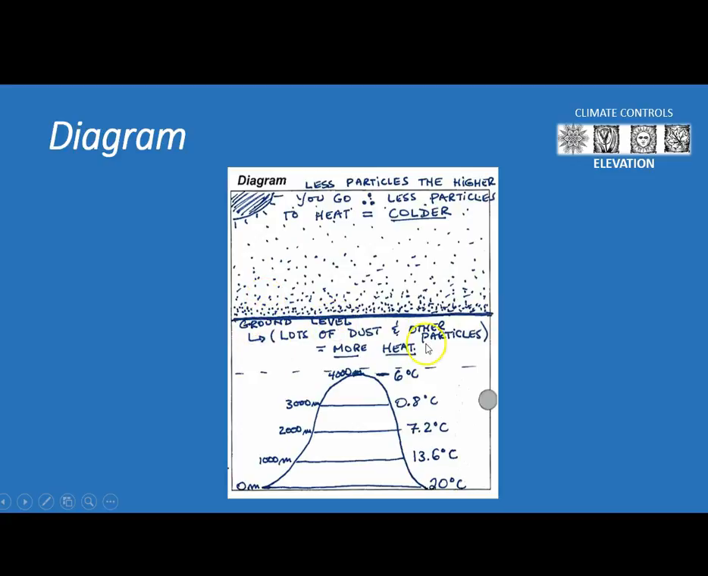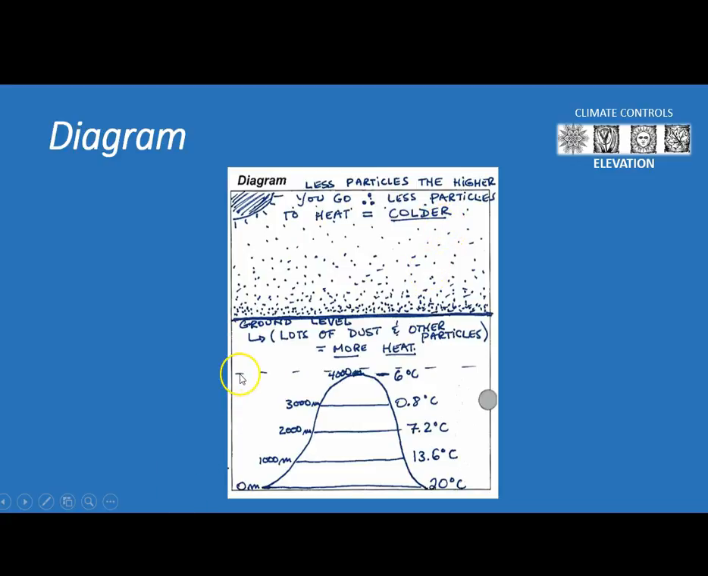Okay, lots of dust and other particles, and that's going to mean there's more heat near ground level because there's more particles for the sun's rays to hit and to heat. As you go higher and higher up in elevation, there are less particles the higher you go, therefore less particles to heat, which equals colder temperatures.